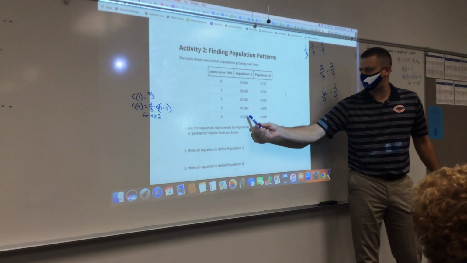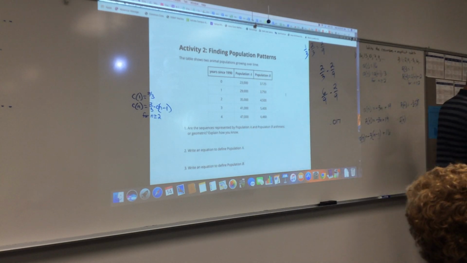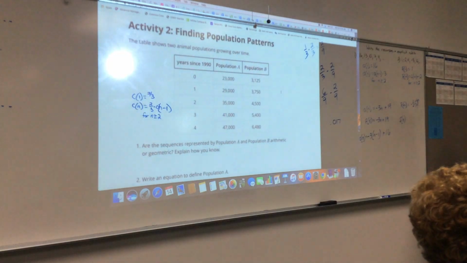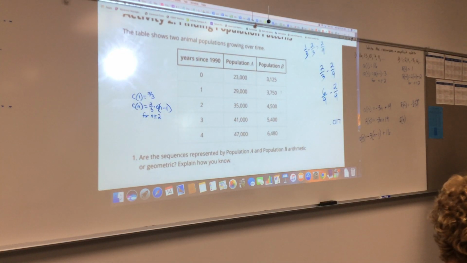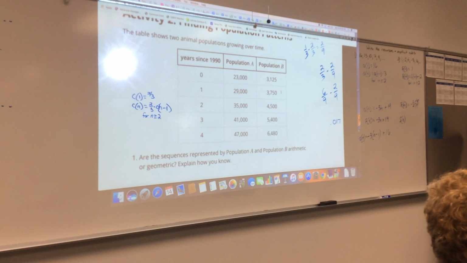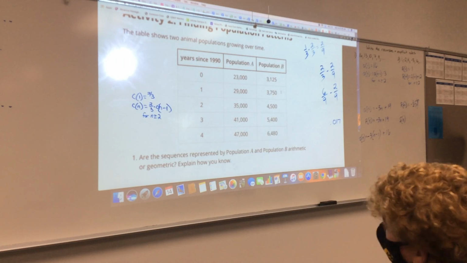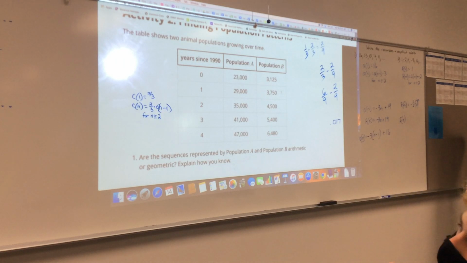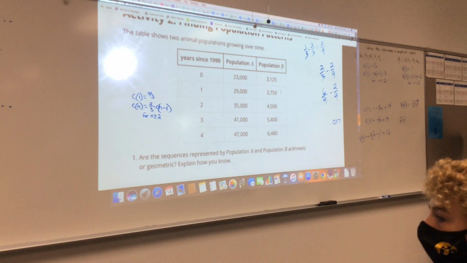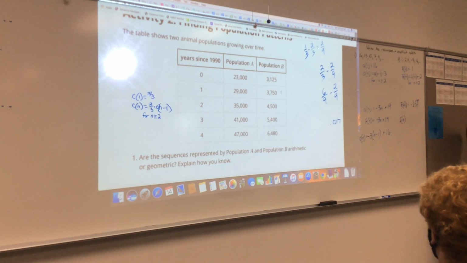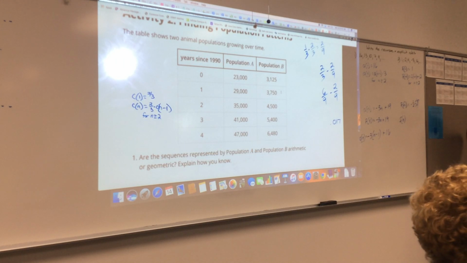Look at these patterns of population. Arithmetic, geometric, one of each. What do we got? Pay attention here. Wait, maybe one of each? Yes, it is one of each. What's going on?